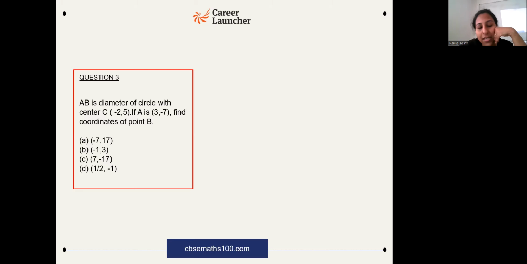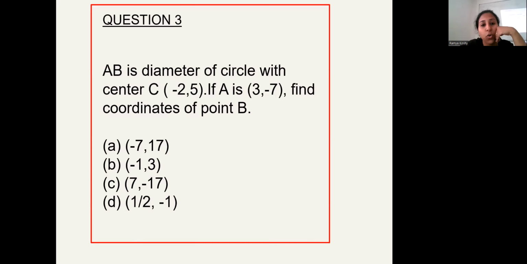AB is diameter of a circle with center C. If A is 3, minus 7, find the coordinates of point B. Again, speed is what I'm looking at here. You can all try this. It's not difficult. It's an easy to score question.